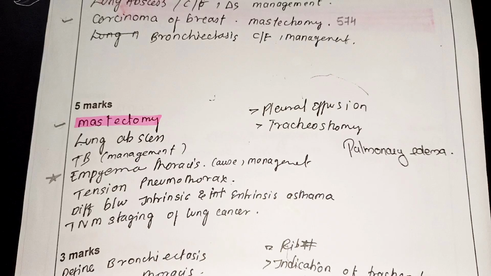Next, in 5 marks, we have mastectomy, lung abscess, TB, its management. Next, empyema thoracis, its causes and management. And tension pneumothorax, difference between intrinsic and extrinsic asthma. TNM staging of lung cancer, pleural effusion, tracheostomy, and pulmonary edema.